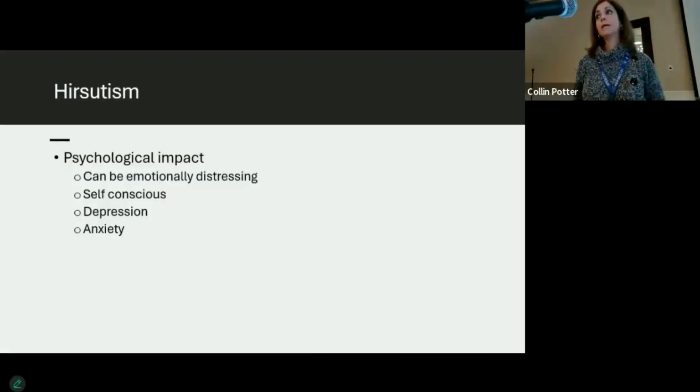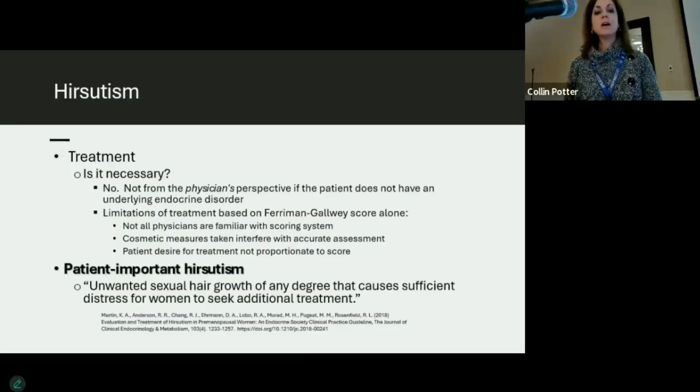So as I mentioned at the very beginning, the psychological impact is real, and it can be very emotionally distressing for patients. It could be something that they're very distressed about, that they want to talk about, but they're embarrassed to bring up. They might be very self-conscious. It can lead to depression and anxiety in patients as well. So is treatment necessary? No, not from our perspective, if the patient doesn't have an underlying endocrine disorder. If there's not an underlying medical disorder, then it's not necessary that it is treated.